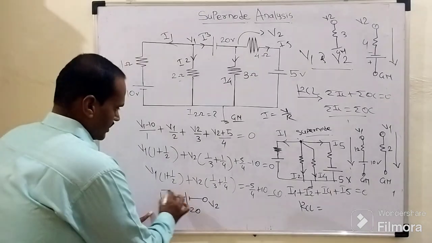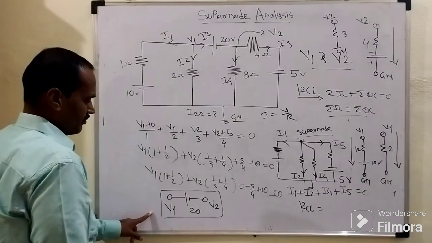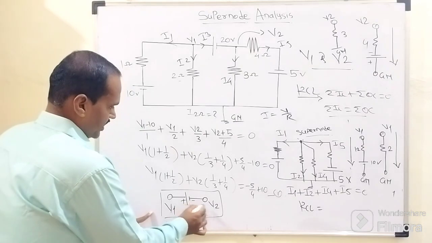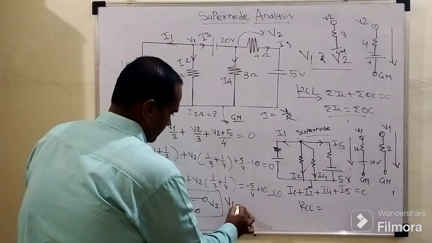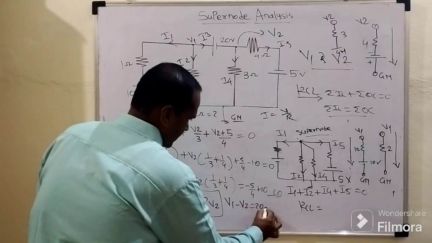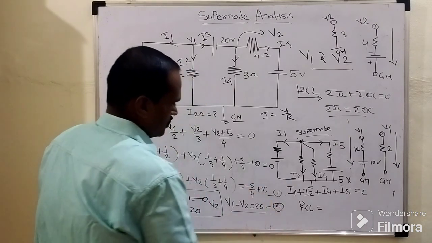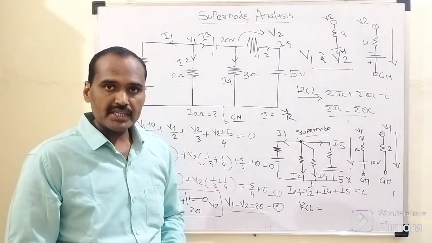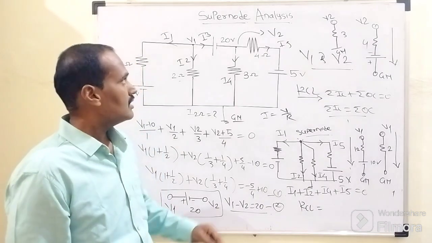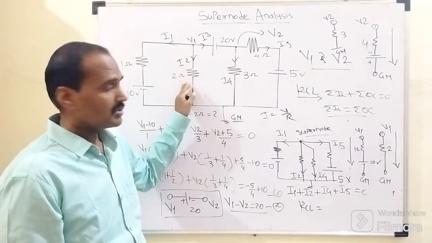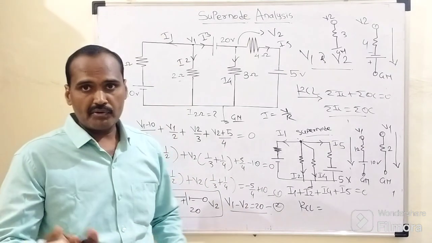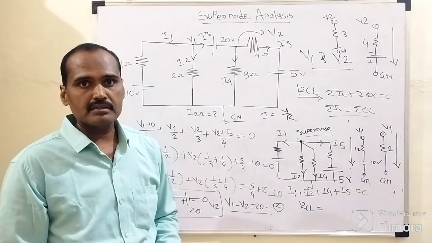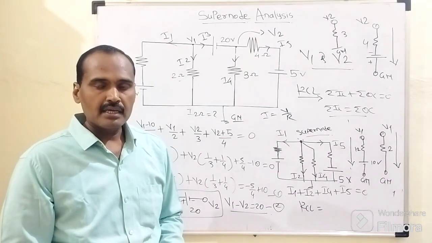So according to this connection, when we apply Kirchhoff's law, the equation we get, because V1 belongs to the positive plate and V2 belongs to the negative plate, is V1 minus V2 equals 20 volt, and this will be equation number 2. Now we need to solve these two equations. After solving, our objective is to determine the current flowing through this 2 ohm resistor by using this supernode analysis. I hope you understood all these steps of the supernode analysis. Thank you.